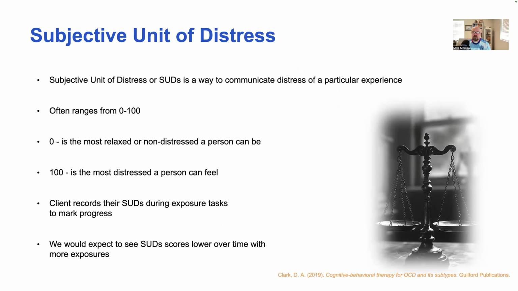So before we get into that, we got to talk about the subjective unit of stress. The subjective unit of stress is a common unit inside of exposure therapies generally, and it's a way to communicate distress of any particular experience. It often ranges from 0 to 100, where 0 is the most relaxed or non-distressed a person can be, and 100 is the most distressed a person can feel. A client would record their SUDS during exposure tasks to mark their progress. We would expect to see SUDS scores lower over time with more exposures.